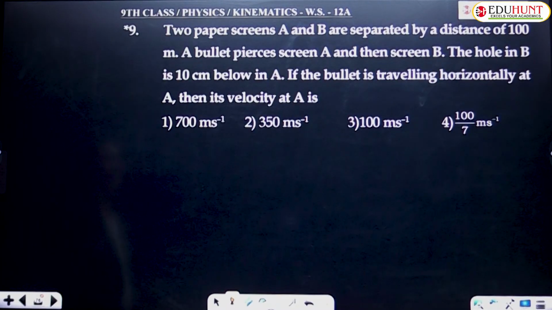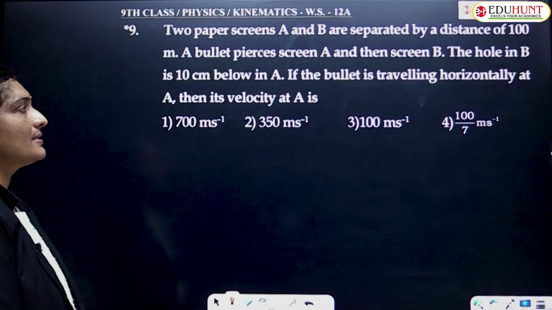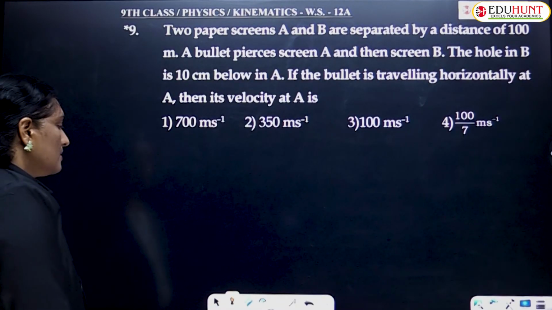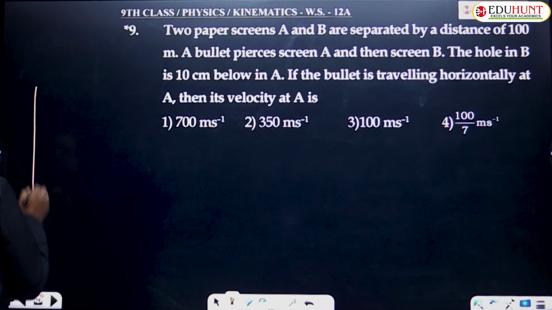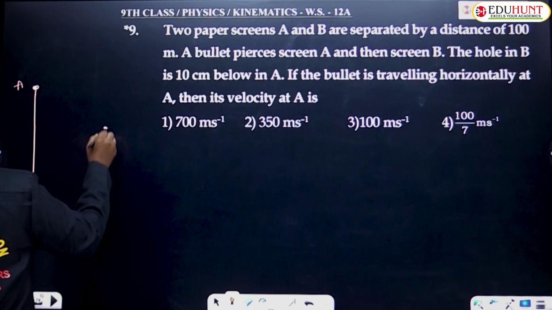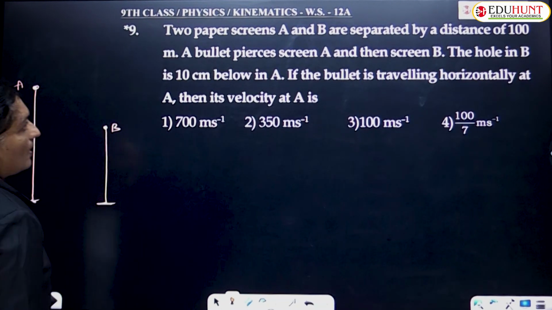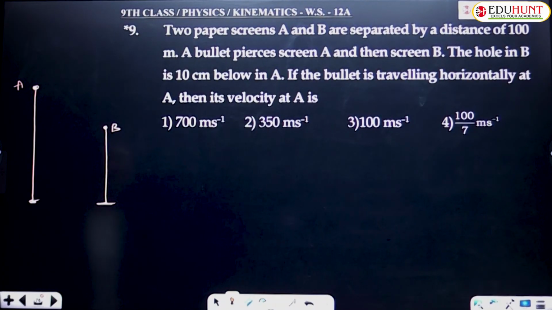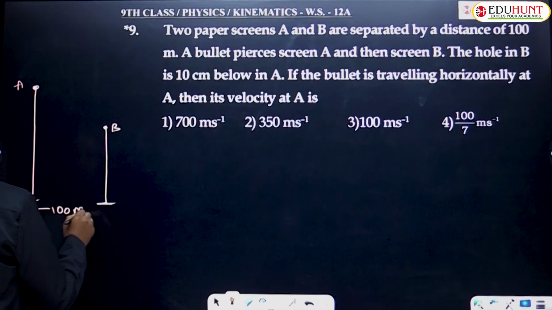Question number 9. Two paper screens A and B are separated by a distance of 100 meters. So, what is given, children, here? One paper screen, this screen here is A. The other paper screen, this screen is named as B. And these two are separated by a distance of 100 meters. What is given? 100 meters.